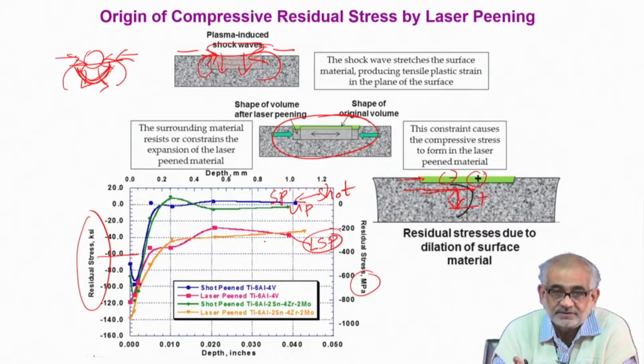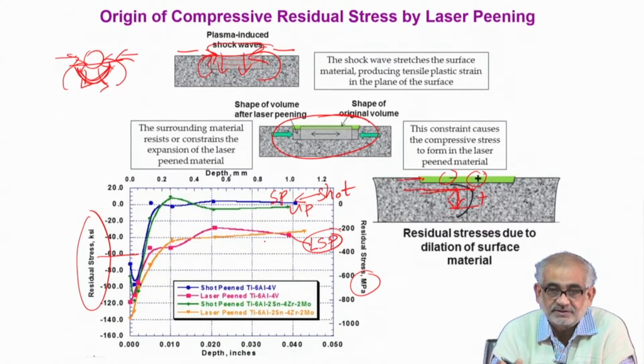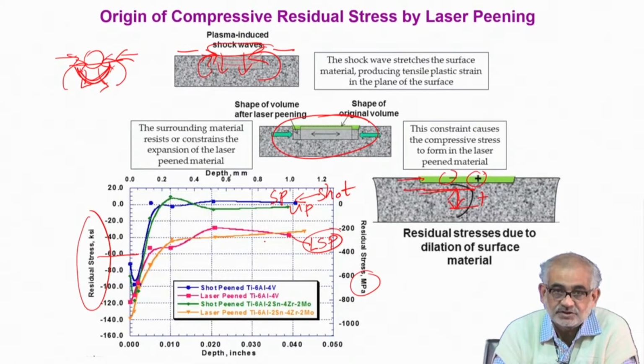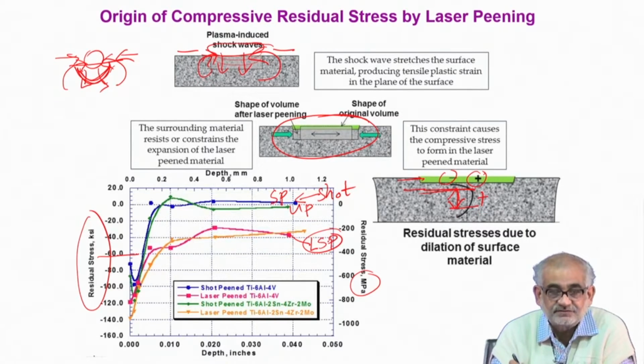So, if you compare the three possibilities that we have discussed, shot peening, ultrasonic shock peening and laser shock peening, then obviously laser shock peening is the most precise, most effective, but is more sophisticated and hence is more expensive.